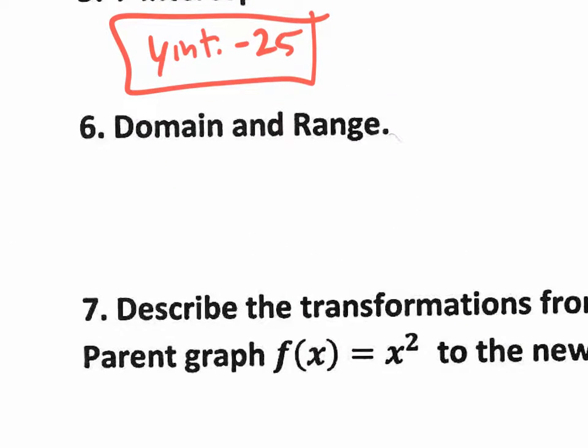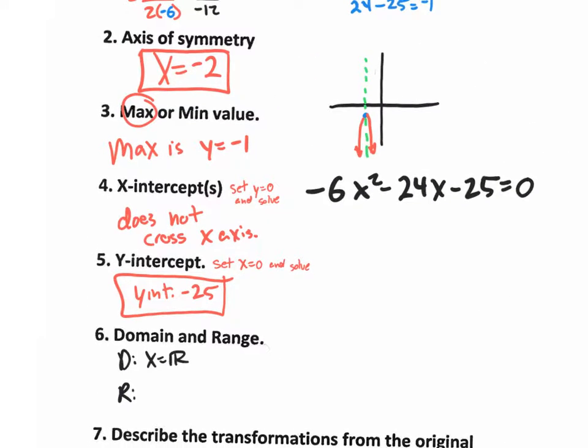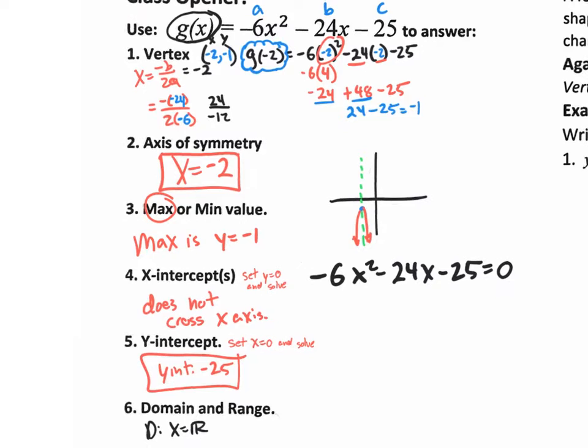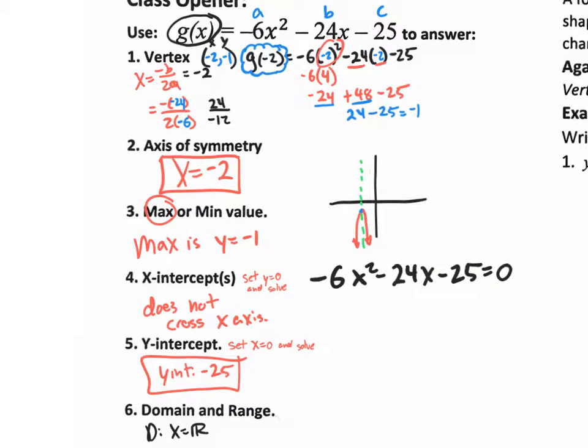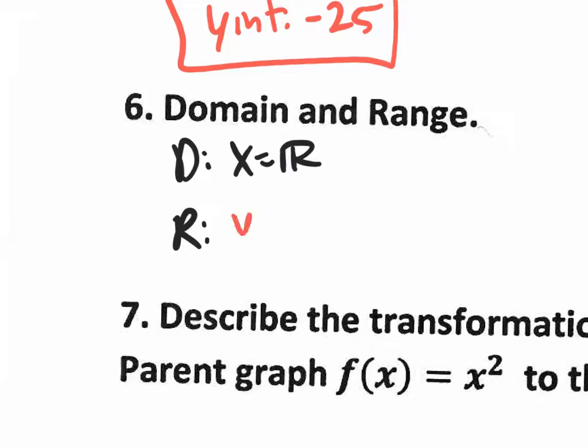Domain and range, that's pretty easy. The domain of any parabola is x equals all real numbers. The range is either y is greater than or equal to, or less than or equal to, the y value of your vertex. So it's obviously less than, it's opening down, and less than that y value of your vertex. What's the y value of your vertex? Negative 1, right? Looking at your vertex, y is negative 1. So y is less than or equal to negative 1. So put that as a range. Y is less than or equal to negative 1.